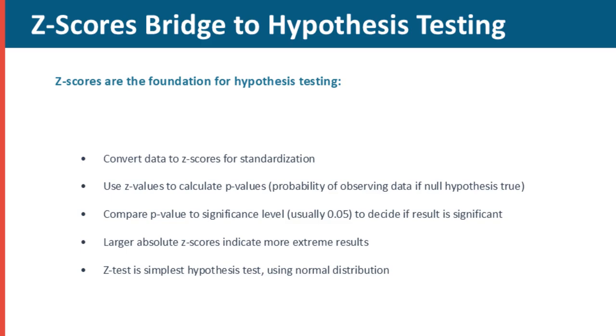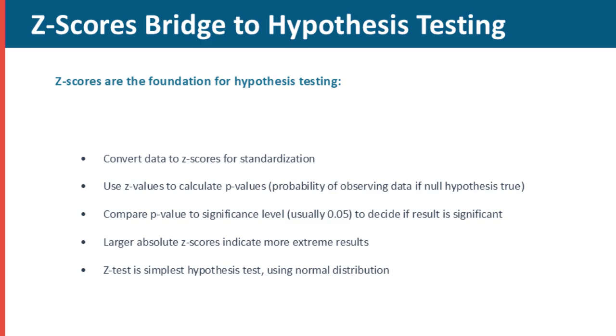Hypothesis testing uses z-scores to answer this question. Is my observed result unusual enough to be statistically significant? Now here is the process. First, you convert your data to z-scores for standardization. This kind of puts everything on the same scale.